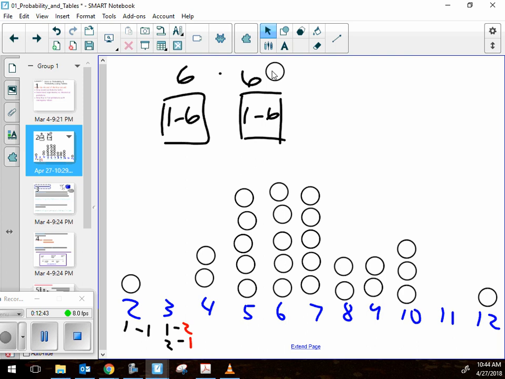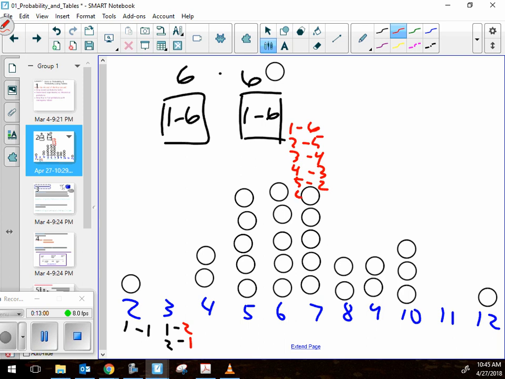All right. You know which one comes up the most? 7. It's not even close. Well, it's kind of close. Let's make all the ways we can make a 7. 1 and 6, 2 and 5, 3 and 4, 4 and 3, 5 and 2, and 6 and 1. There's 6 ways to make a 7.